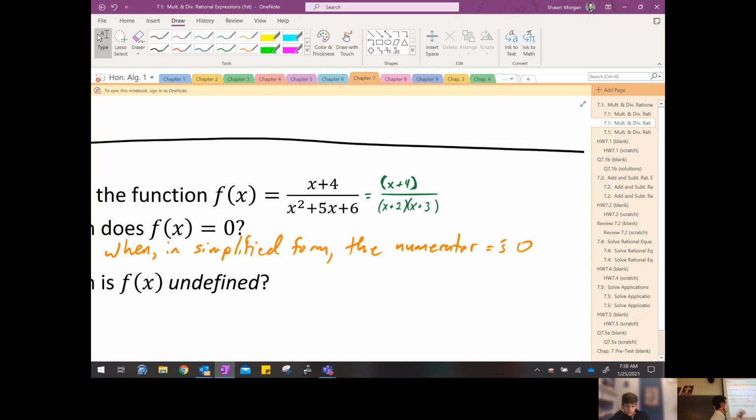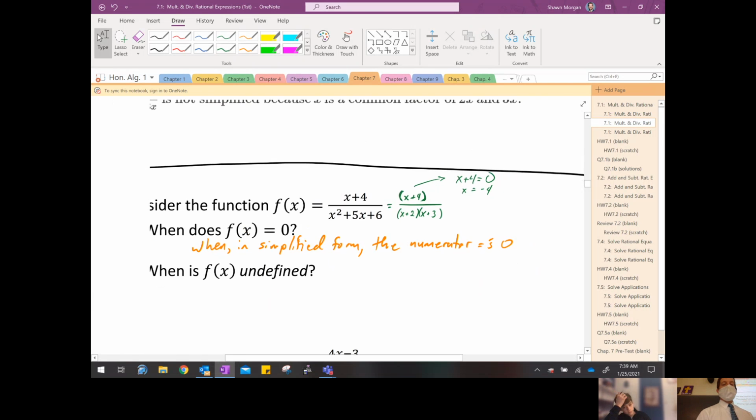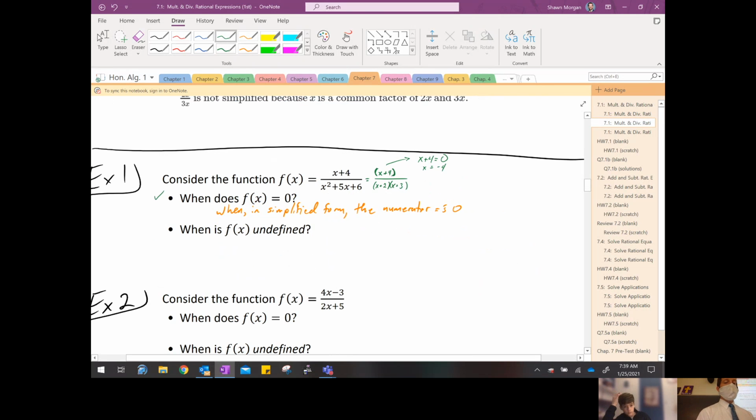Now I want to know, when in simplified form, which we've got in green there, what would make my numerator equal 0? Charlie, do you have a number? Yeah, if we take that numerator and set it equal to 0 and solve, x equals -4 would make my numerator equal 0. That answers that first question. When does the whole fraction, the whole kit and caboodle, equal 0? Why, when x equals -4.